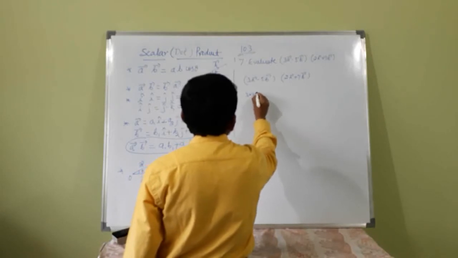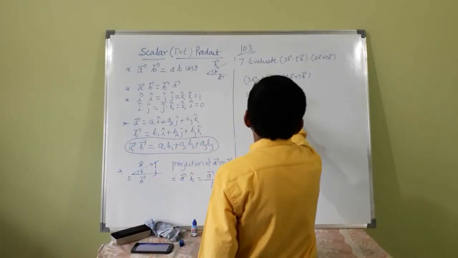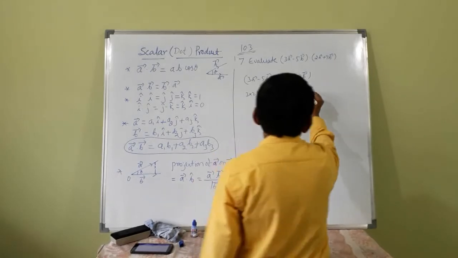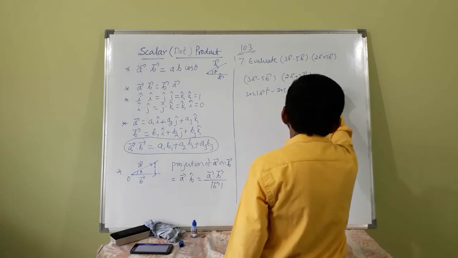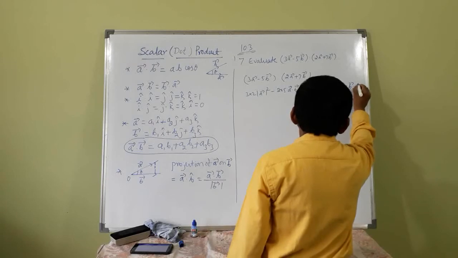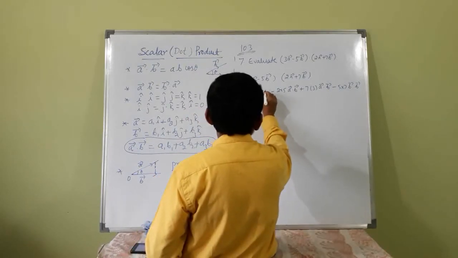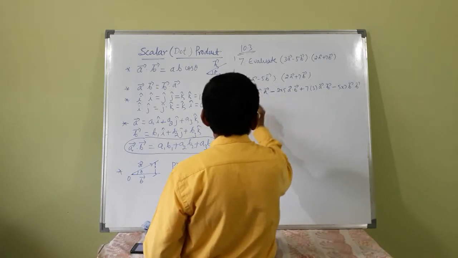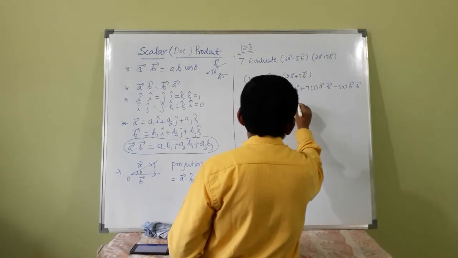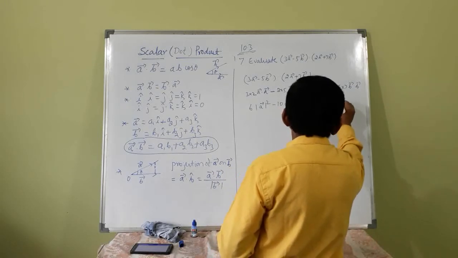3 into 2 A squared, A dot A, okay, minus 2 into 5 A dot B, okay, plus 7 into 3 A dot B, minus 5 into 7 B dot B. This is also A dot A. The next step, let us write A dot A. This is 6 times magnitude of A squared minus 10 times A dot B plus 21 times A dot B minus 35 times B squared.